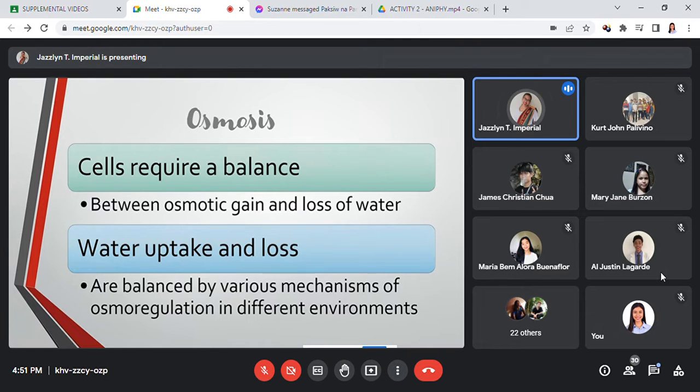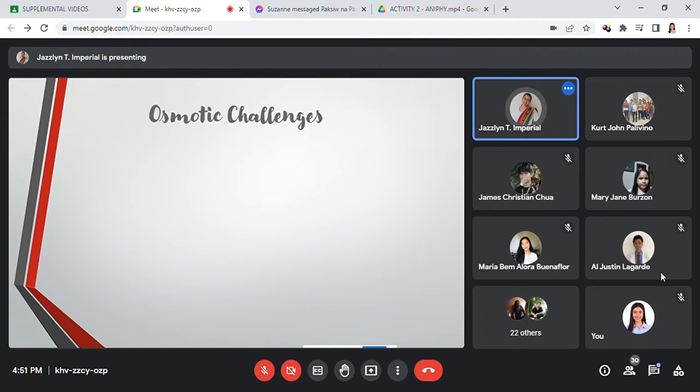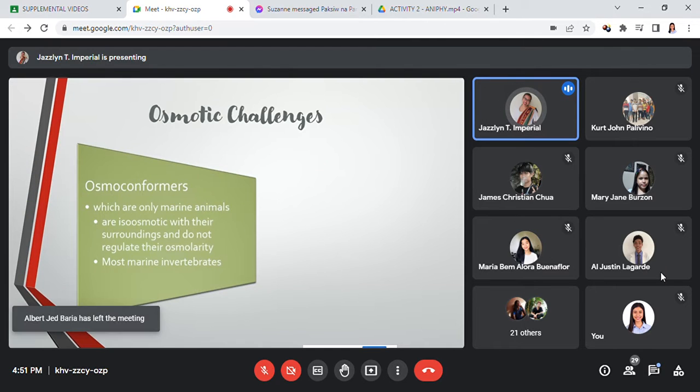So moving on, we have osmotic challenge. O, di ba? May pa-osmotic challenge pa. So for osmotic challenge, I just took some examples from our lesson on principles of physio. Of course, you are familiar with animals who are osmoconformers, which means that their internal environment is parallel to that of their external environment. So since they cannot control their internal environment, they just conform. So for marine animals, they're mostly osmoconformers. So it means that they are isoosmotic with their surrounding.